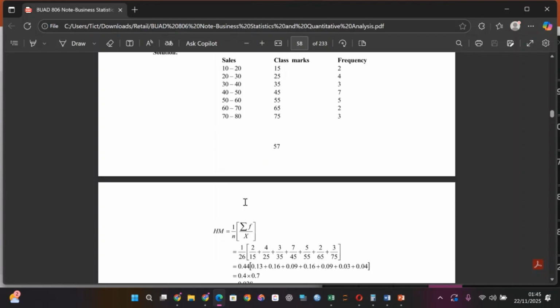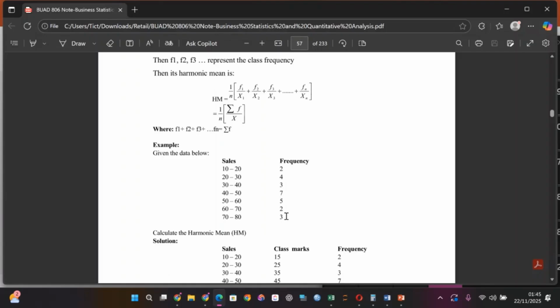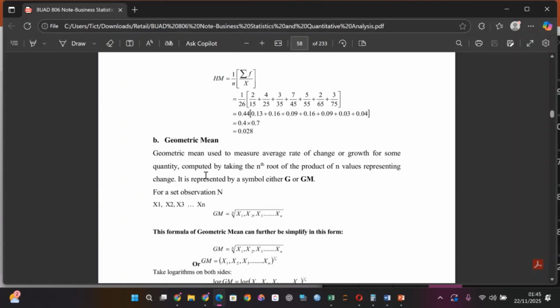So now, if you look at the formula that they are giving to you, all you need to do is substitute. This is the sigma f divided by x. The x here is what? The class mark. Understand? And this sigma f is going to be the summation of what? The frequency. So you have frequencies 2, 4, and 3. So you add them up. So this is what they have here.